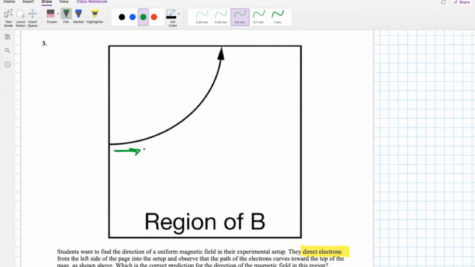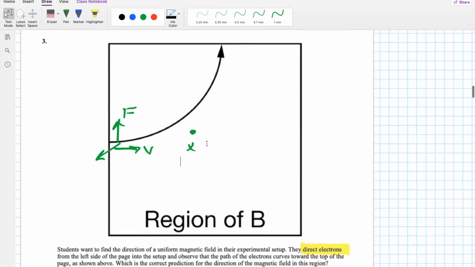Well, we have V this way. F is in this direction. So B must be perpendicular. It's either going to be pointing out of the board or into the board. Sorry, as I was saying them, I wrote them in opposite order. But yes, out of the board, into the board. So let's go ahead and see here.